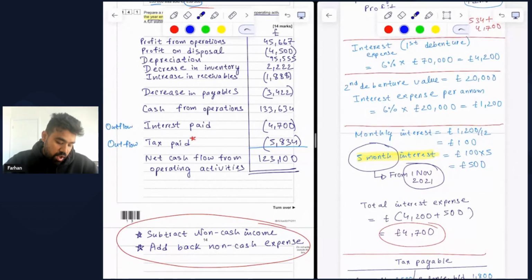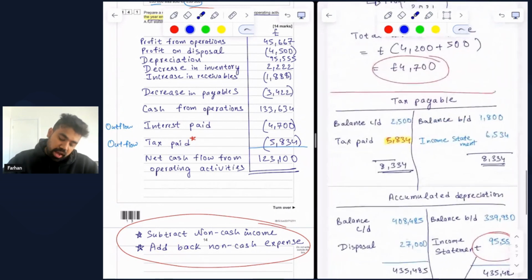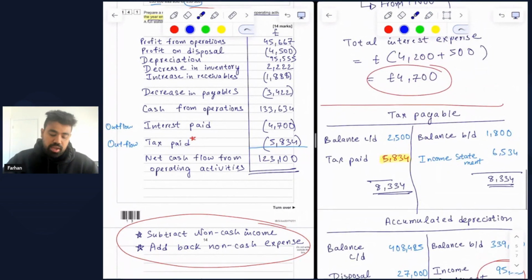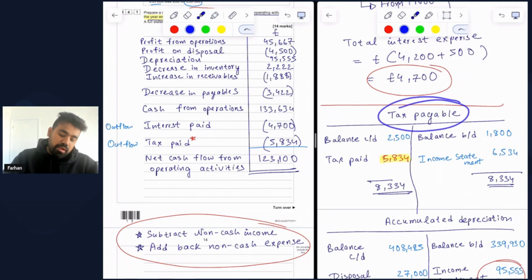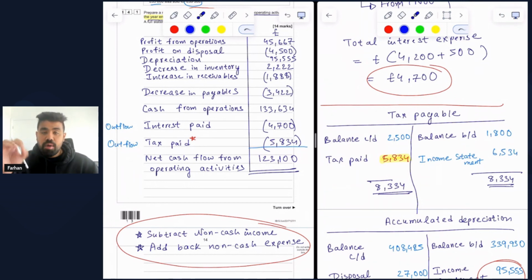So now we take care of the tax paid. How do we find it? Again, I've created a T account or a ledger account for tax payable. Now, tax payable is a current liability account, obviously, because it's taxes that you owe to the government. And because it's a liability account, where should this have its opening balance? On the credit side. All liabilities have their opening balance on the credit side, and their closing balance on the debit side. So the opening balance of £1,800 is on the credit side, as you can see.